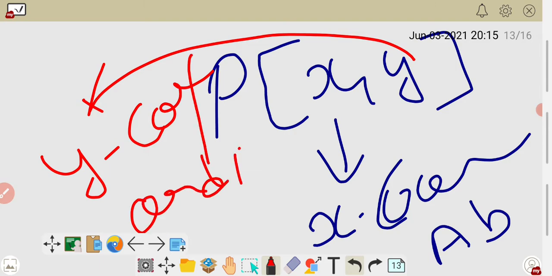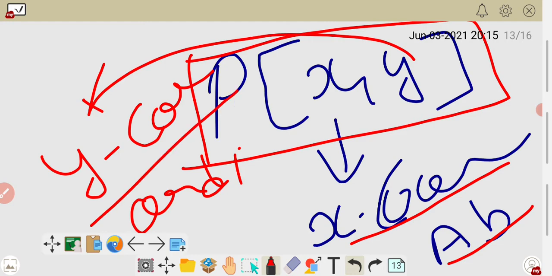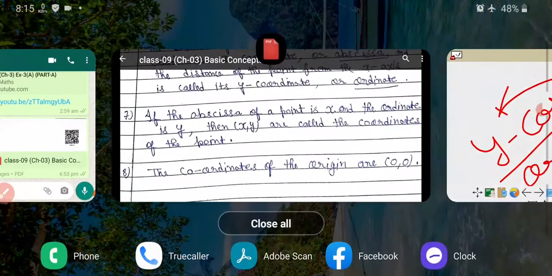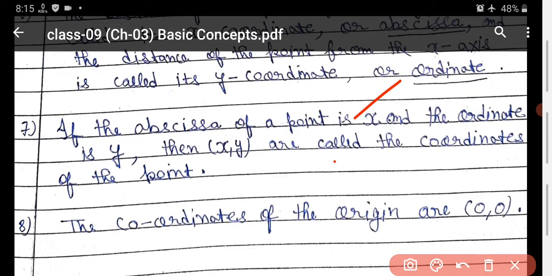So if you have any point P (x, y), the first value is known as the x coordinate, or abscissa, and the second value is known as the y coordinate, or ordinate. If you call them together, then you have to say they are the coordinates. So if the abscissa is x and the ordinate is y, the point P (x, y) is called the coordinates of the point.